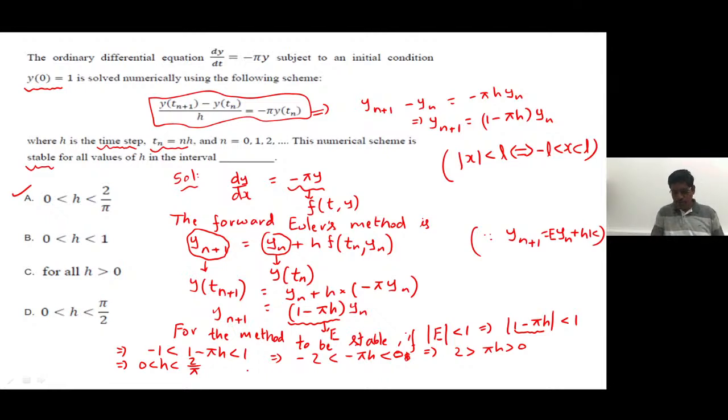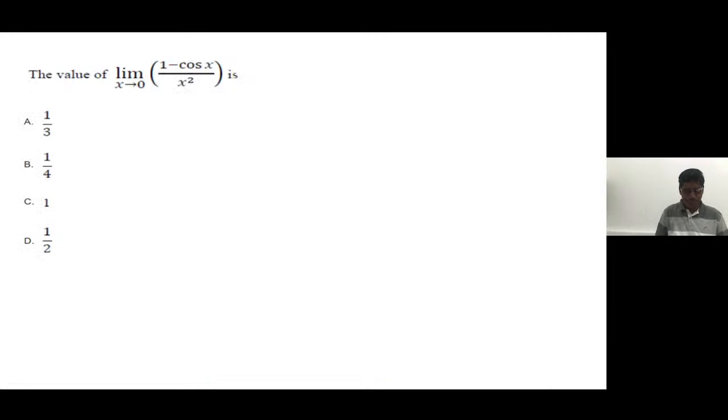So hope that everyone is following and understood. So the next question: the value of limit x tends to 0, (1 minus cos x) whole divided by x square, is. There is a direct formula, a standard limit, or methods also. This is from calculus, differential and integral. The first one is the limits chapter.